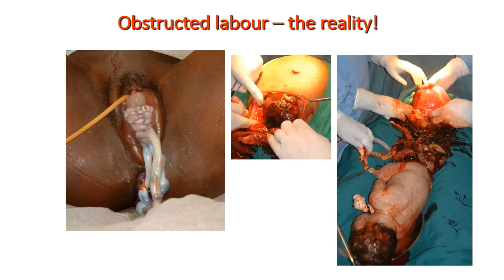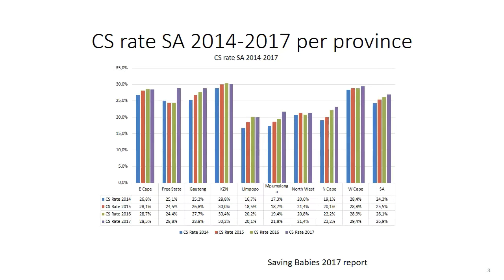This is the reality of obstructed labor, uterine rupture, fetal death, and this is what we'd like to avoid, a neglected, long drawn out labor process. On the other hand, the numbers of caesarean sections are rising in almost every province in South Africa, and if you look at the South African average, every year there are more caesarean sections done than the previous year.